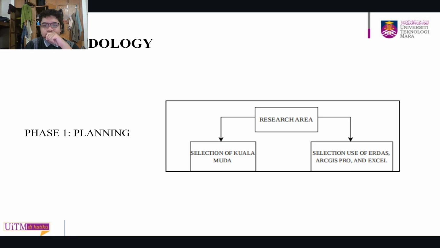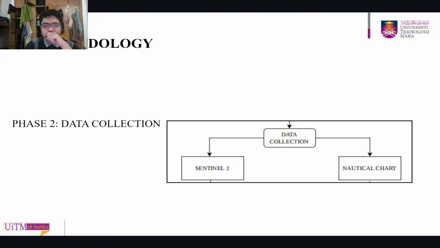Okay, moving on. Phase 2, data collection: Sentinel 2 Level 2A that I got from Copernicus, and the nautical chart that I bought from the National Hydrography, which cost about 180 ringgit.